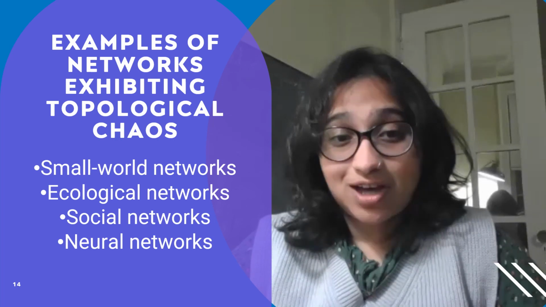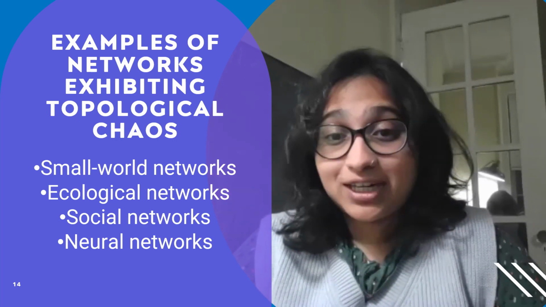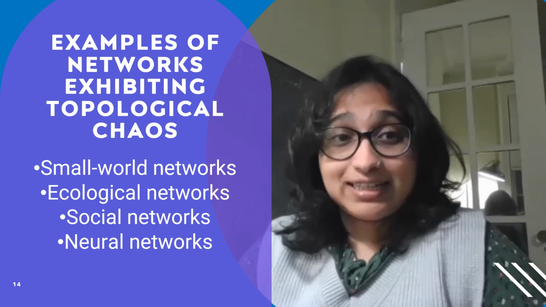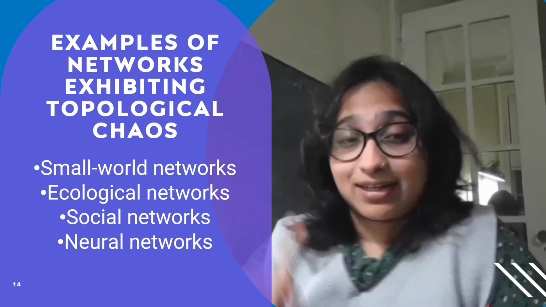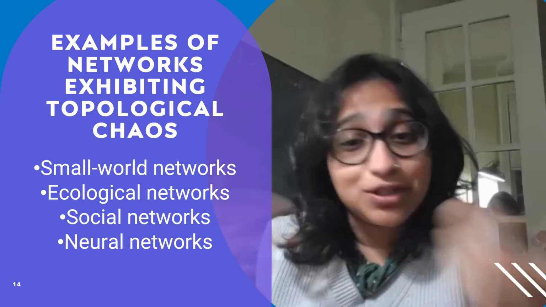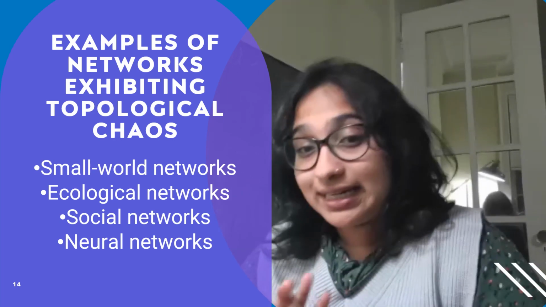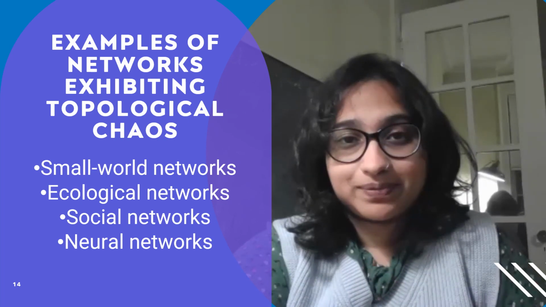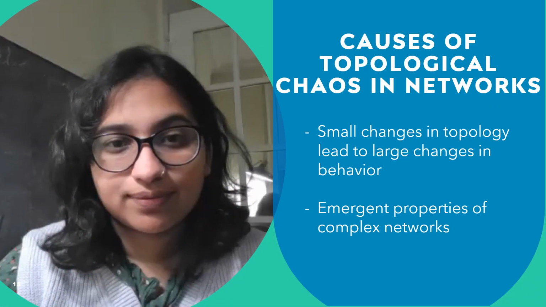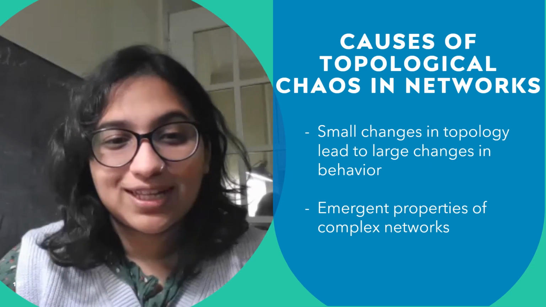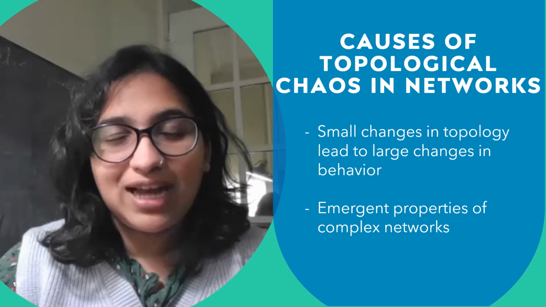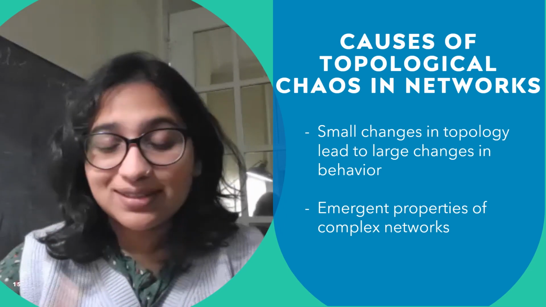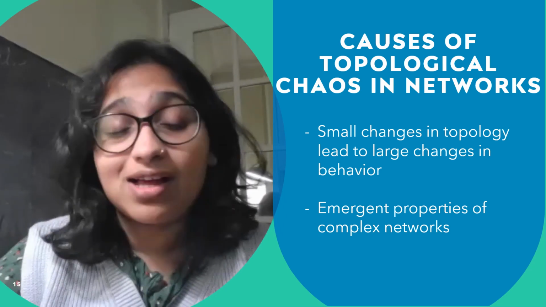And now we can talk about examples of networks that exhibit topological chaos. These are all small world networks, ecological networks, social networks, neural networks. These all exhibit topological chaos. So now that we know the networks, how do those networks exhibit topological chaos?